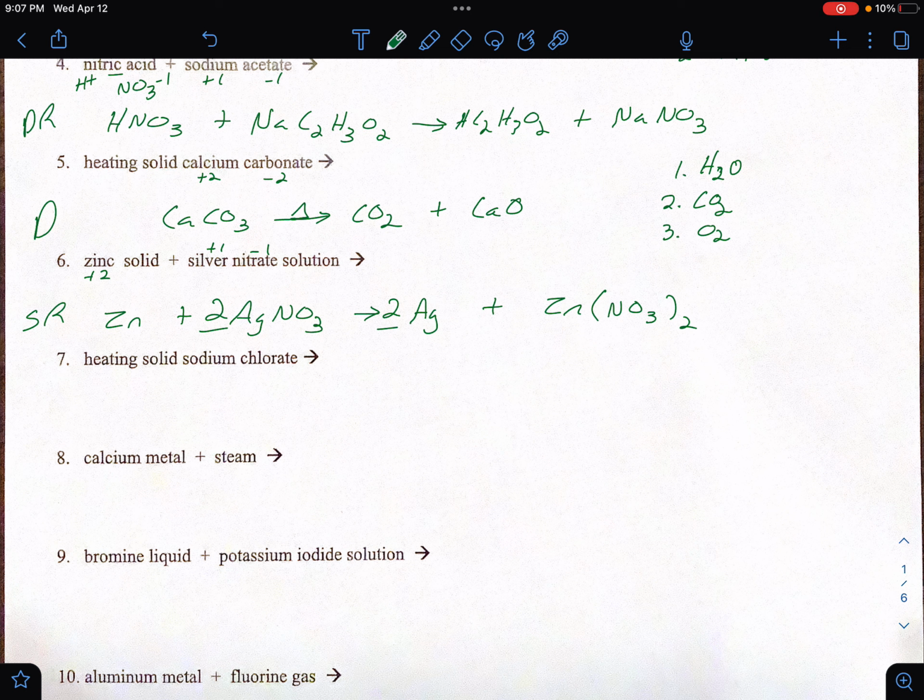Number 7, heating solid sodium chlorate. Okay, so sodium's a +1, chlorate's a -1, so it's going to be NaClO3.